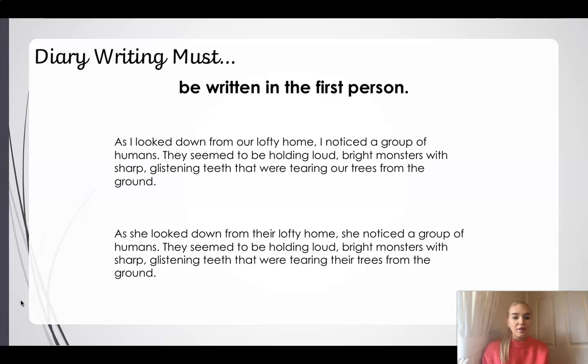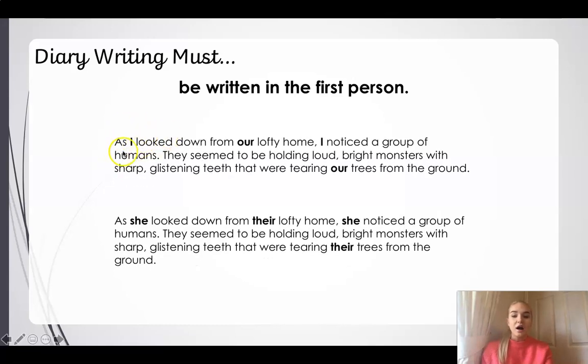Okay, did you spot that the first section, the first bit of text, is written in first person? We can see that they have got first person pronouns such as I, our, and again I and our. Whereas this one is talking about another person, as she looked down from their lofty home. They were tearing their trees from the ground. So when we write our diary, we always write in the first person. So when you are identifying the features of a diary later on, you are going to be looking for these first person pronouns such as I, my, we, our.